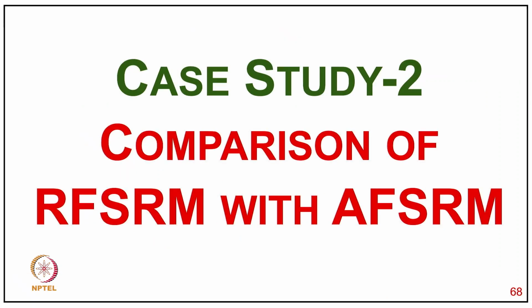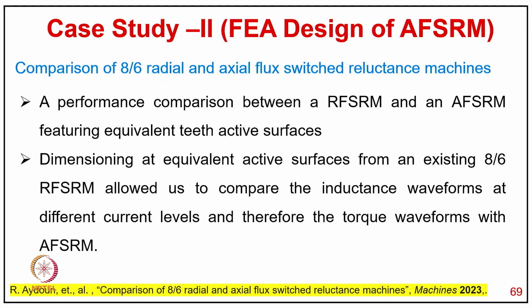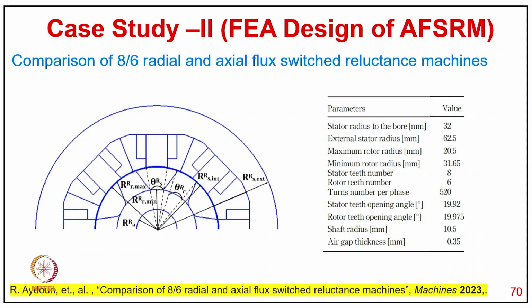Now coming to case study 2, comparison of the radial flux reluctance motor with the axial flux reluctance motor. So, comparison of 8/6 radial flux and axial flux reluctance machine. A performance comparison between a radial flux reluctance motor and axial flux featuring equivalent teeth active surfaces. So dimensioning at equivalent active surface from the existing 8/6 radial flux allows us to compare the inductance waveform at the different current levels and therefore the torque waveform with the axial flux machine. And here is the comparison of radial field and axial field.